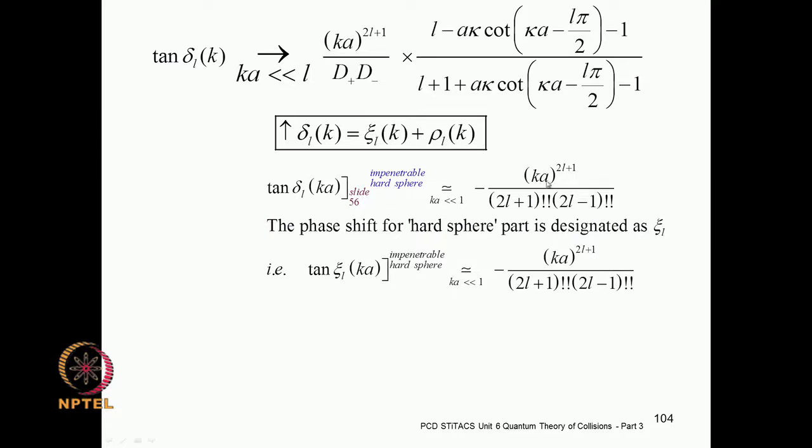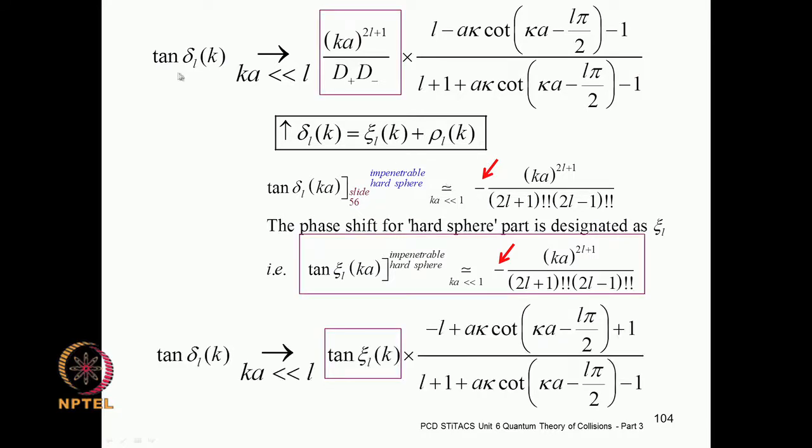Remember that this Ka to the power 2L plus 1 divided by D plus D minus, this factor was nothing but the tangent of the hard sphere scattering phase shift. Okay, we have done this earlier. This is a result from slide number 56. So this term is nothing but the hard sphere component. This term over here is exactly the same as over here, with the difference that there is a minus sign here. So you have to be careful about it. So take care of this minus sign and you can write this phase shift.